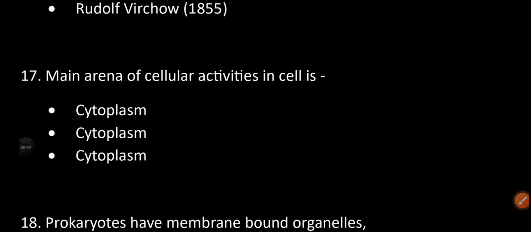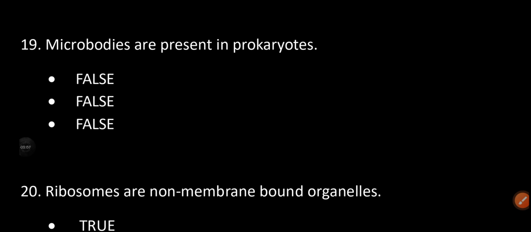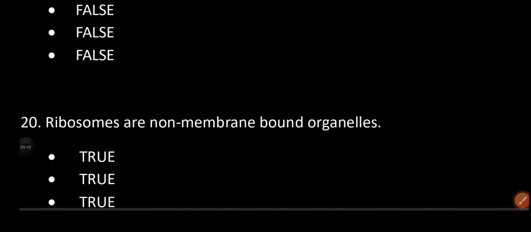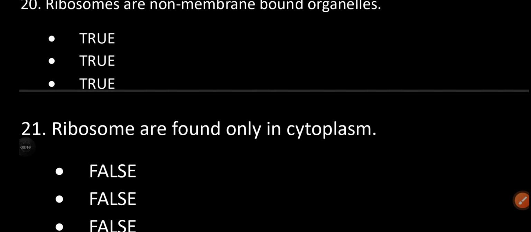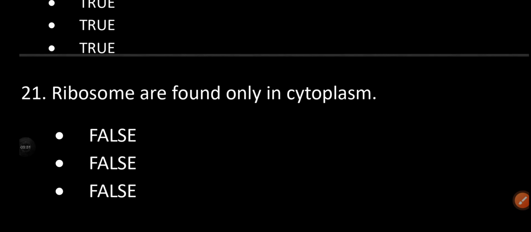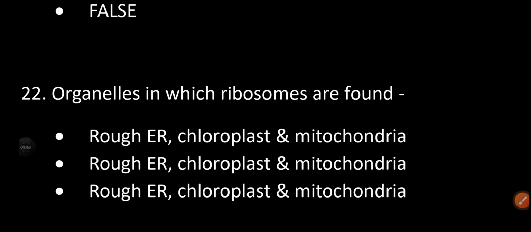Prokaryotes have membrane-bound organelles. False. Microbodies are present in prokaryotes. False. Ribosomes are non-membrane-bound organelles. True. Ribosomes are found only in cytoplasm. False.